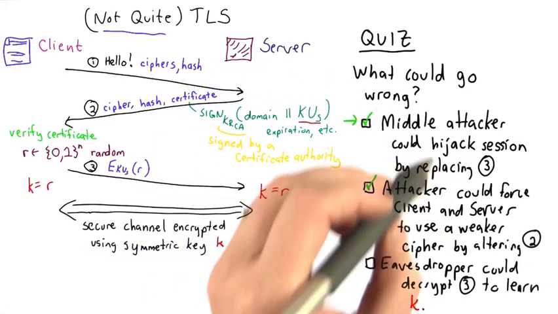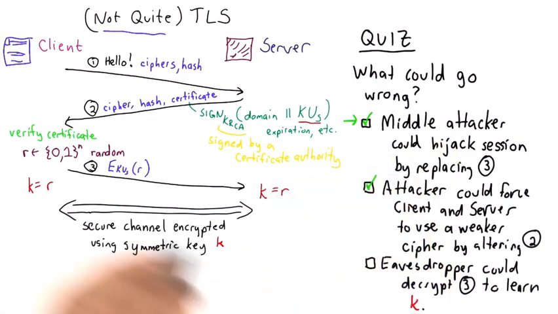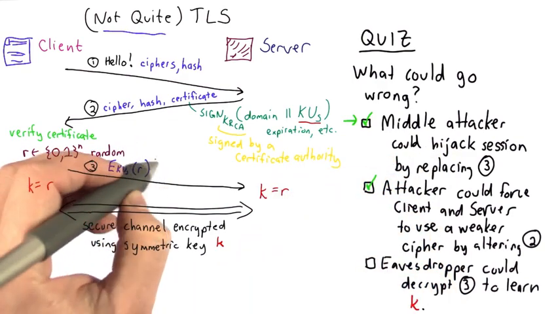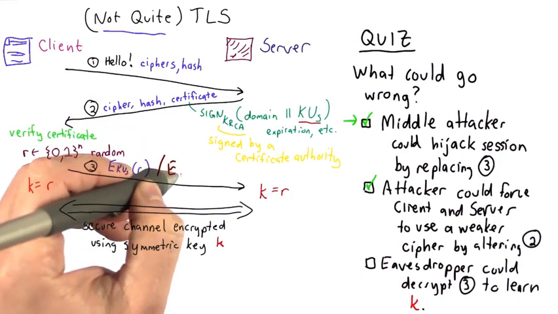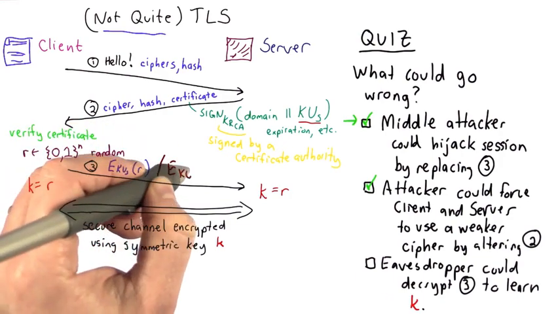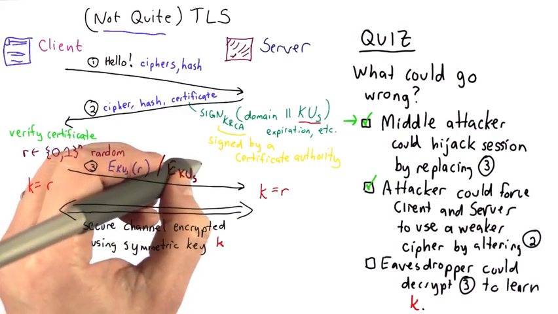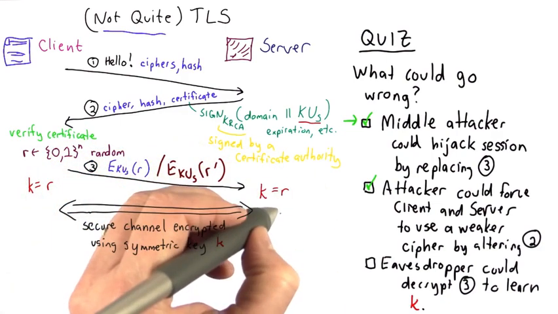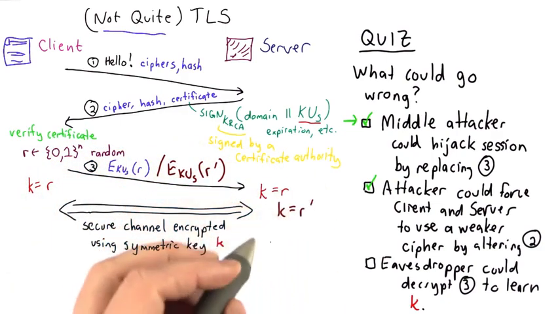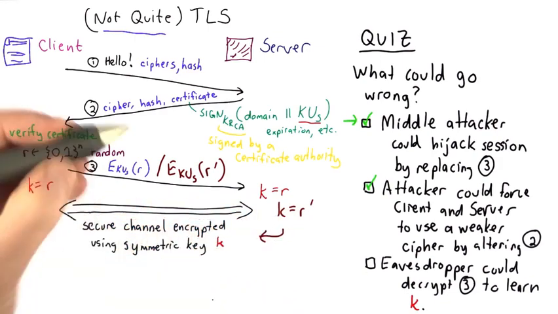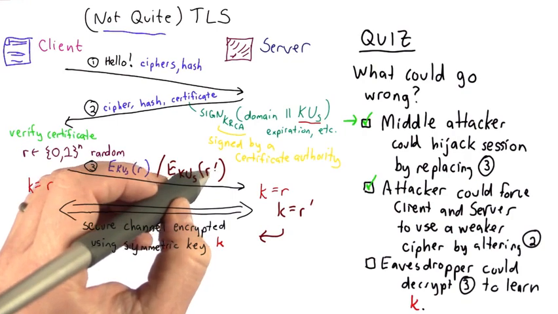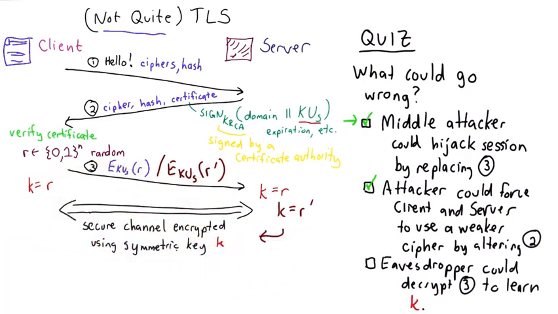Whether the first could happen depends on what we mean by hijacking a session. So an attacker in the middle could certainly replace this with some other message. Instead of sending the R value selected by the client, sending some other value. And that would make the server pick some different key. And then the messages the server sends would be encrypted with that key. That means the attacker could pick an R prime value that the attacker knows and decrypt the messages from the server.